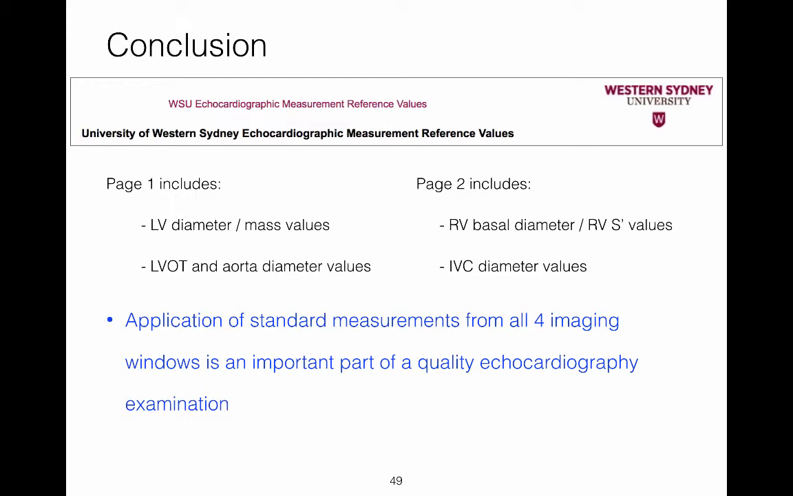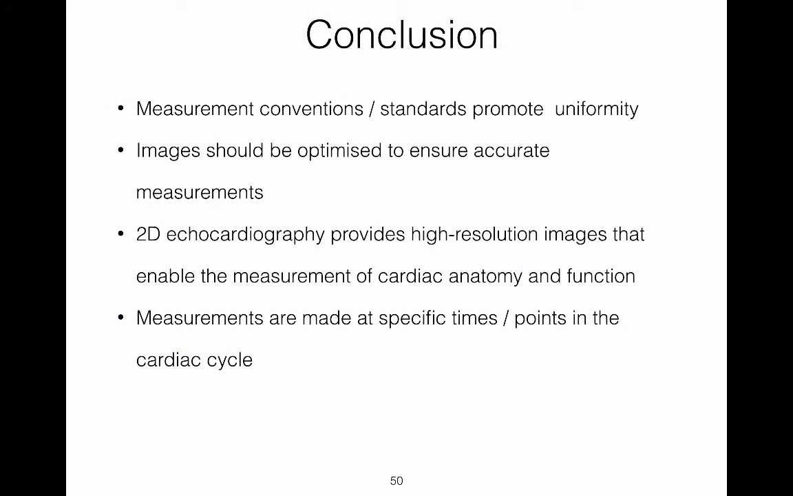The application of standard measurements from all 4 imaging windows is an important part of a quality echocardiography examination. In conclusion, measurement conventions and standards promote uniformity. Images should be optimized to ensure accurate measurements. 2D echocardiography provides high-resolution images that enable the measurement of cardiac anatomy and function, and measurements are made at specific points in the cardiac cycle.